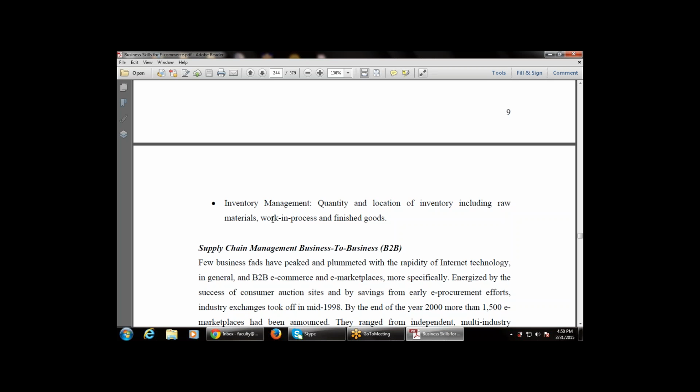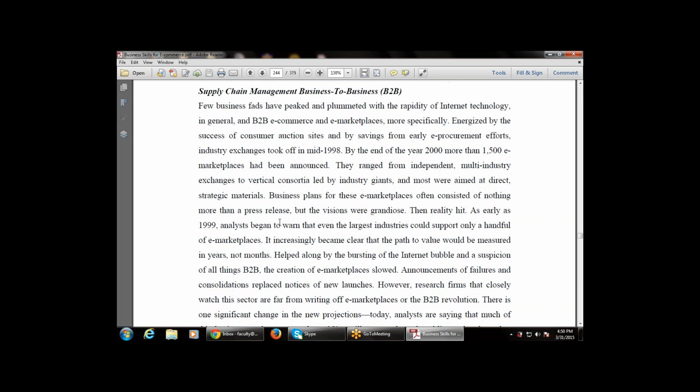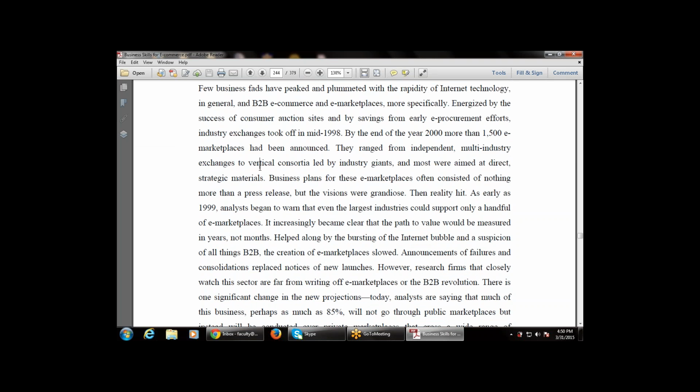Energized by the success of computer auction sites and by savings from early e-procurement efforts, industry exchanges took off in the mid-1990s. By the end of the year 2000, more than 1500 e-markets had been announced. They range from independent multi-industry exchanges to vertical consortia led by industry giants, and more were aimed at direct strategic material.